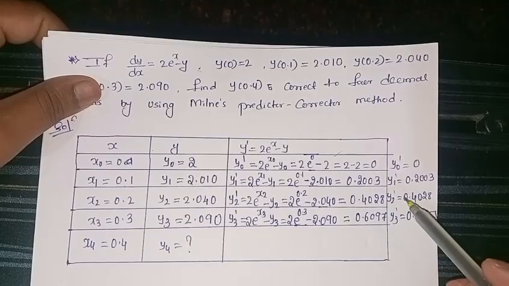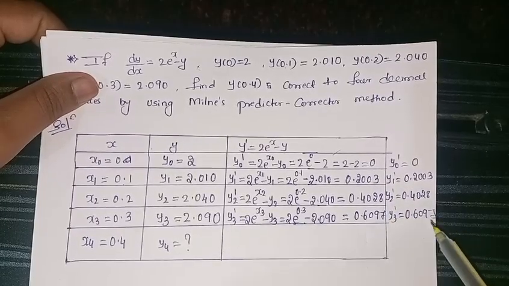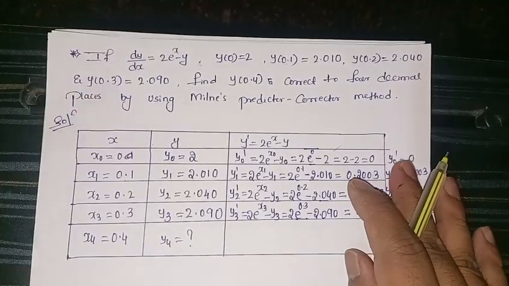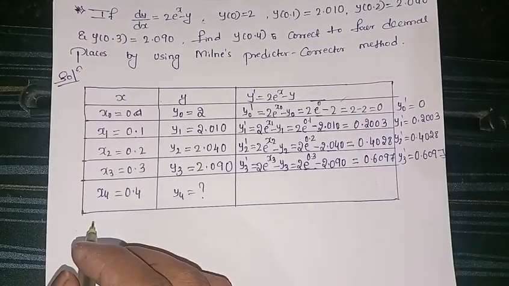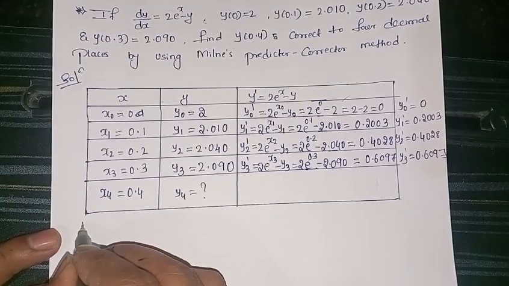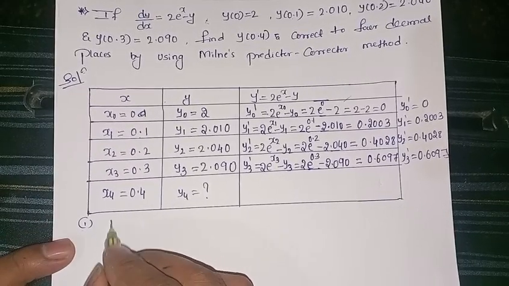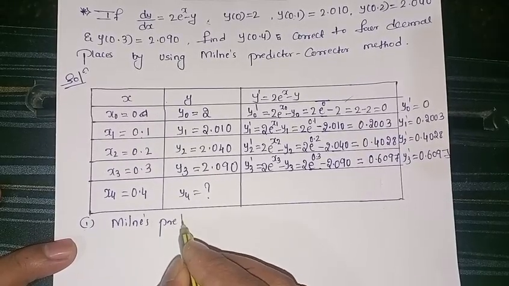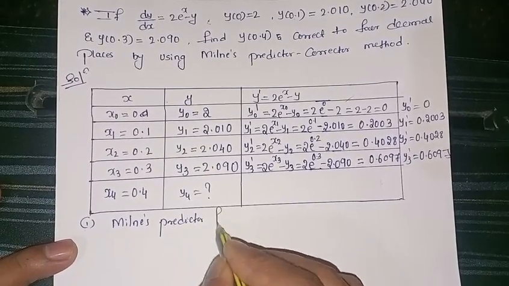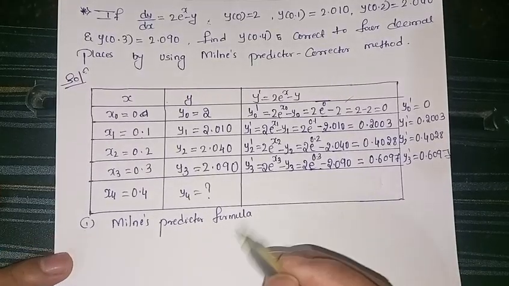And since it is a numerical technique, that minimal decimal variation can be accepted. Okay, now once we got all these values, first we have to write what? Milne's predictor formula. Okay, first we have to find out Milne's predicted value. So Milne's predictor formula. So what is the Milne's predictor formula we have learnt?